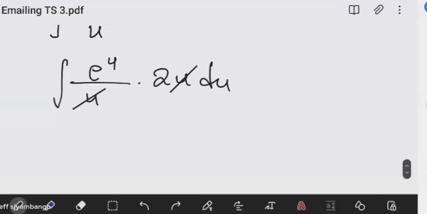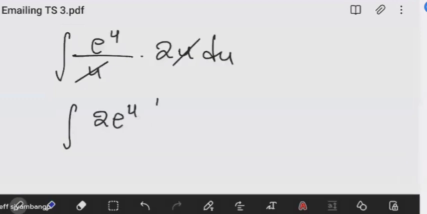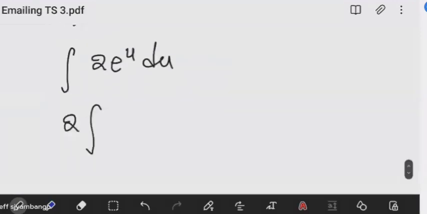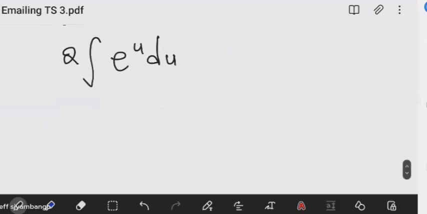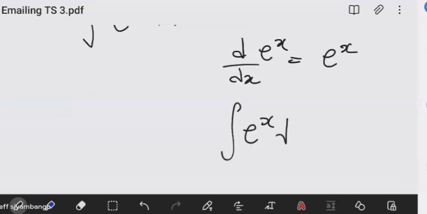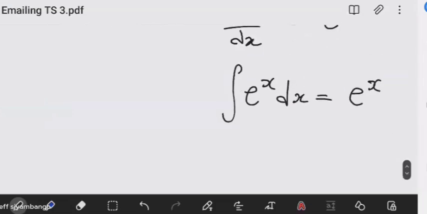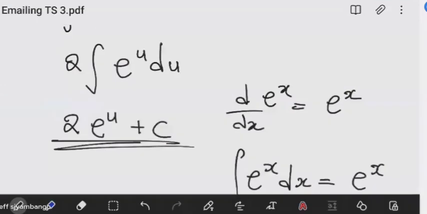With the u gone, notice that the integral now reduces to something simpler. It's now the integral of 2 e to the u du, which is 2 times the integral of e to the u du. The 2 is a constant, so it can come out of the integral. Now remember, the derivative of e to the x with respect to x is the same e to the x. This implies that the integral of e to the x with respect to x is e to the x. So in our current case, the integral of e to the u with respect to u will remain e to the u. Because we had no limits of integration, we'll say plus c there. So that becomes our integral.